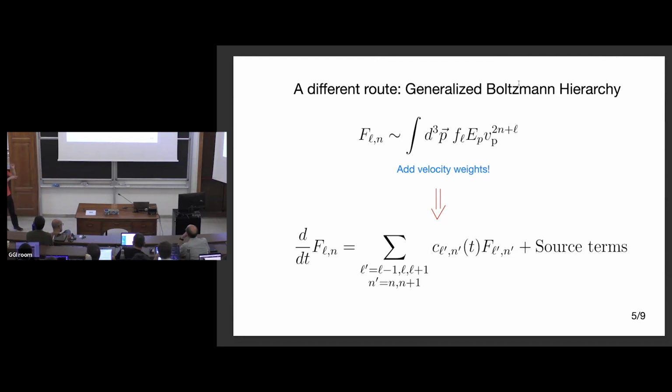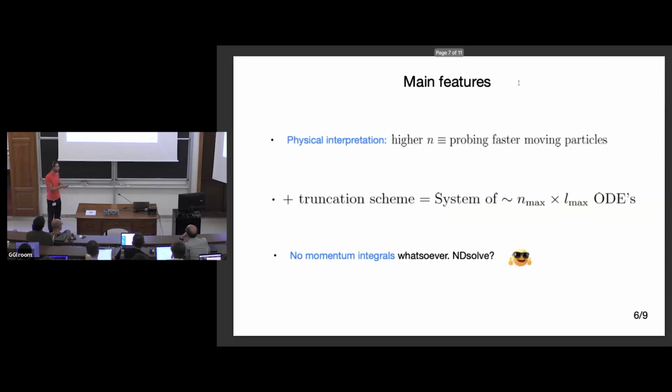So L coupled to L minus 1, L plus 1, and N coupled to N plus 1, N minus 1. But it's a closed system of equations where you don't have to do integrals or momentum. So that's the basic idea. The main feature of this is that there's a very clear physical interpretation: the higher N weights that you're adding are really probing faster moving particles.